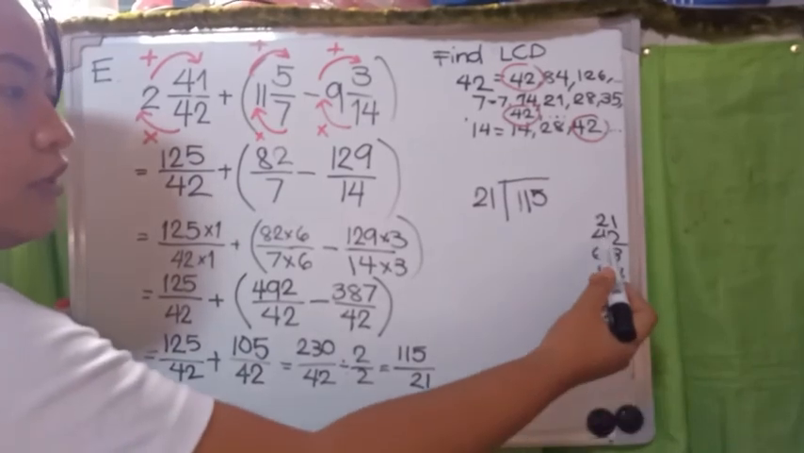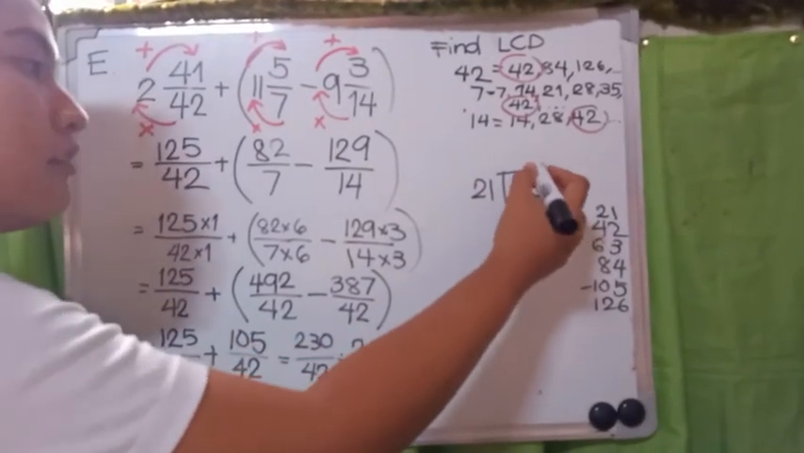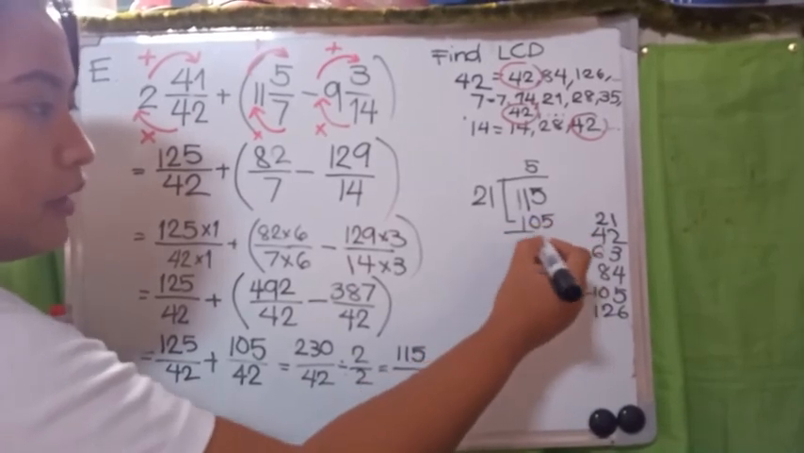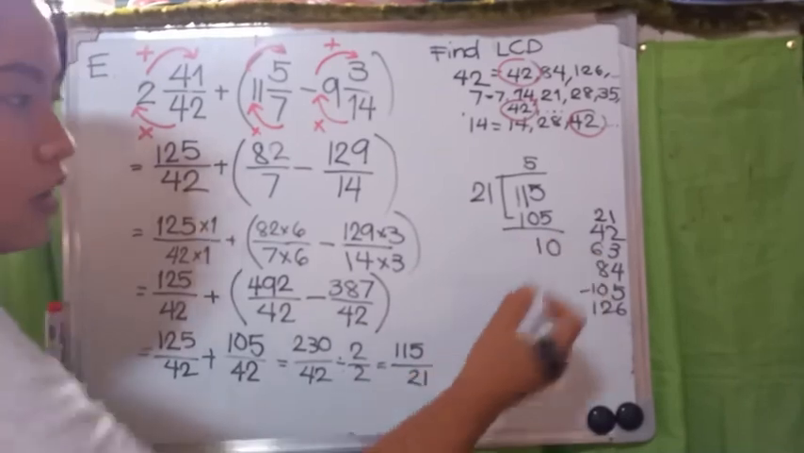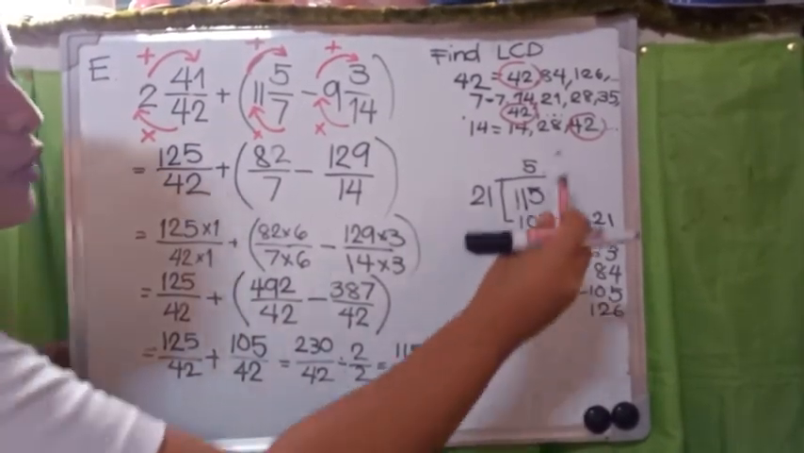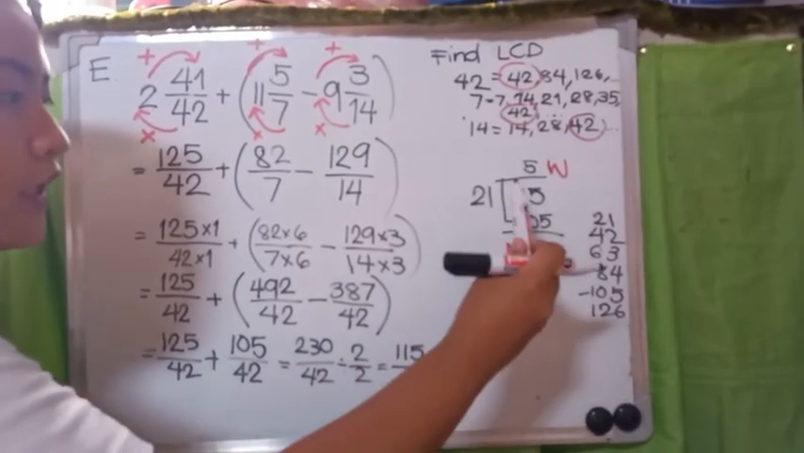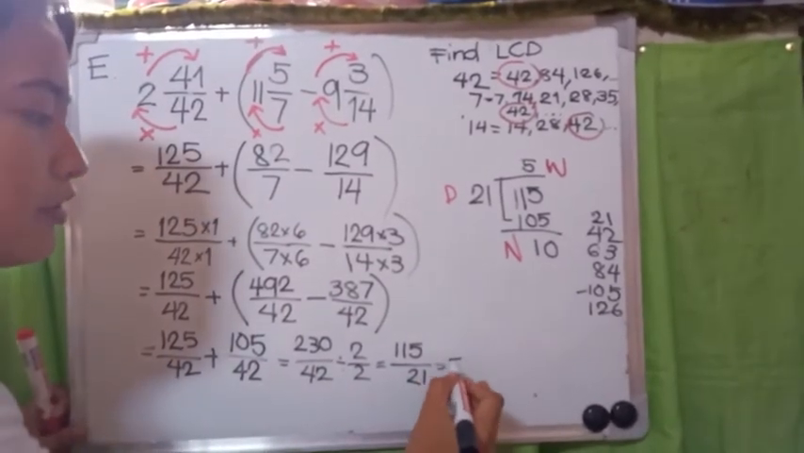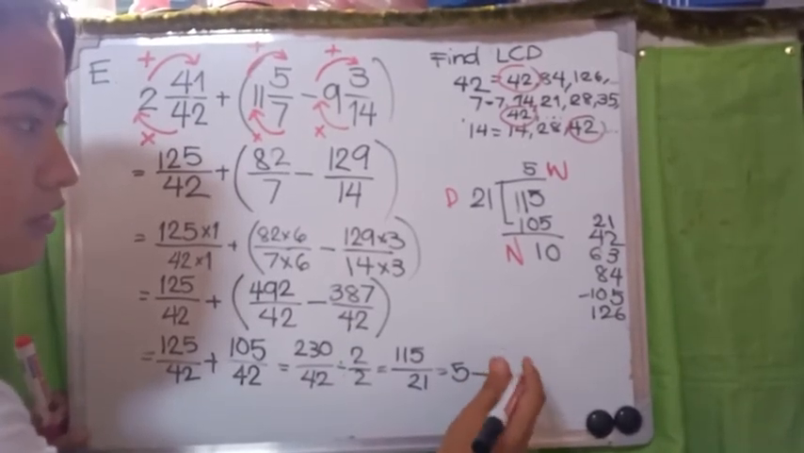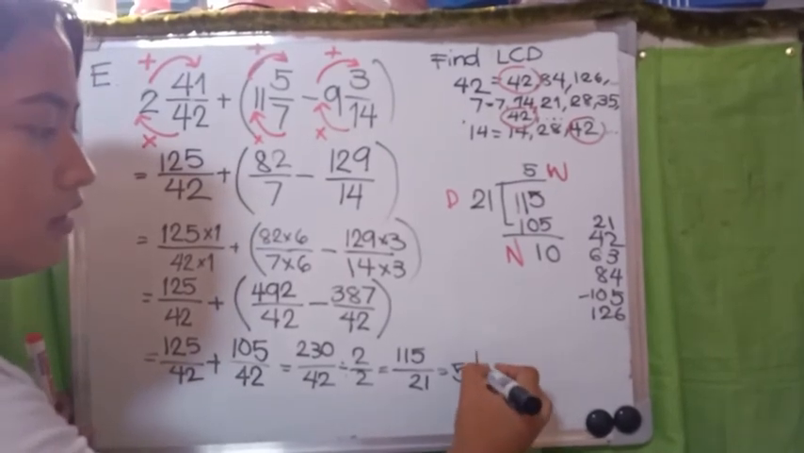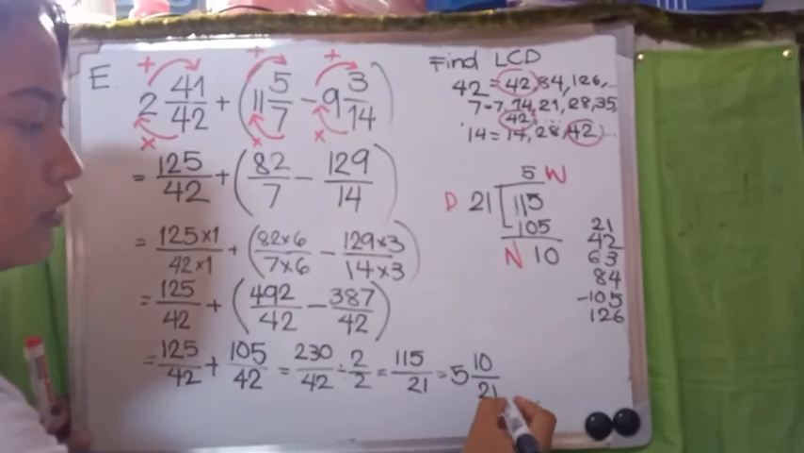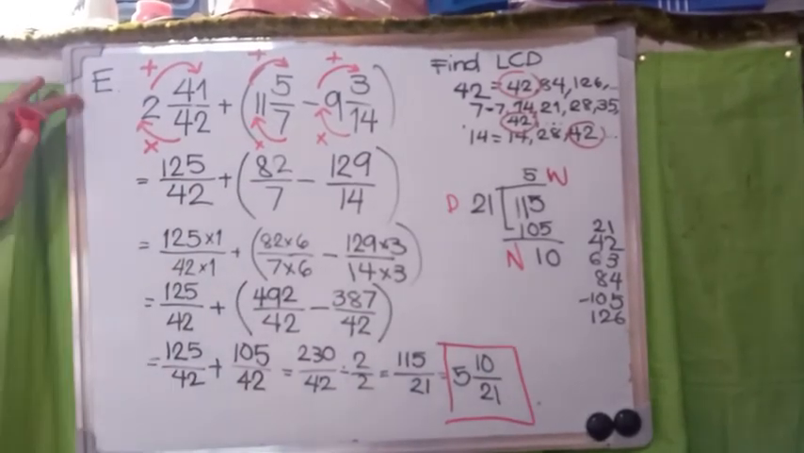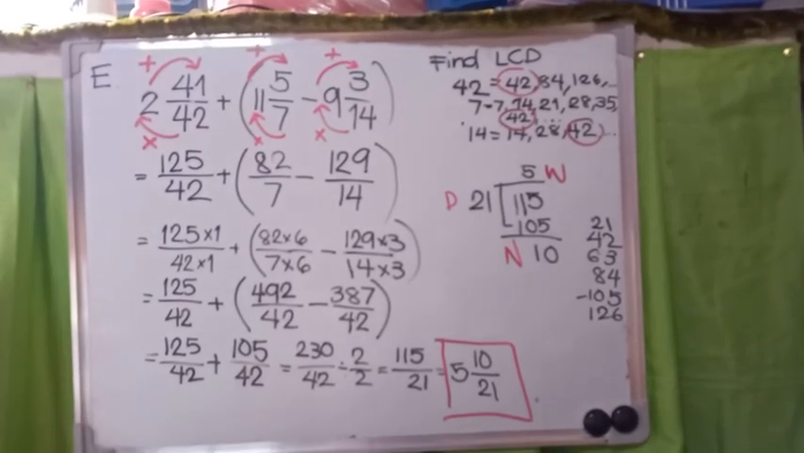So how many? 1, 2, 3, 4, 5. So we'll have here 5. 5 times 21, it's 105. So we will subtract it. 10. Always remember, your quotient would be your whole number, your remainder would be your numerator, your denominator still 21. So the final answer would be 5 and 10 over 21. So this is the final answer for our expression letter E. Did you get the answer? Good job.